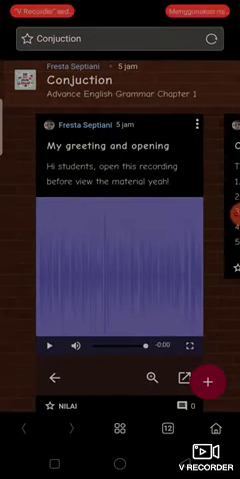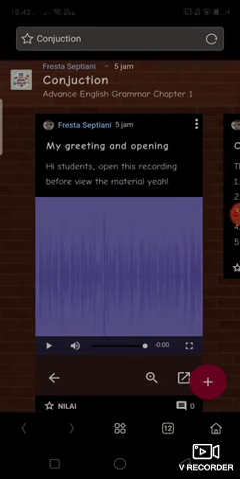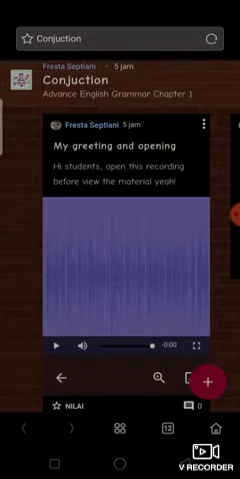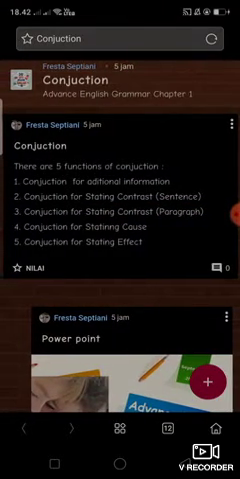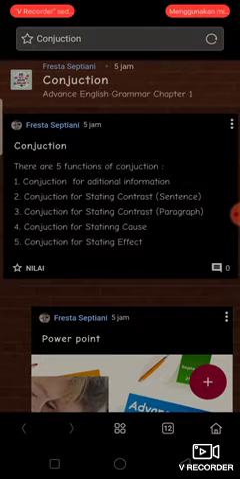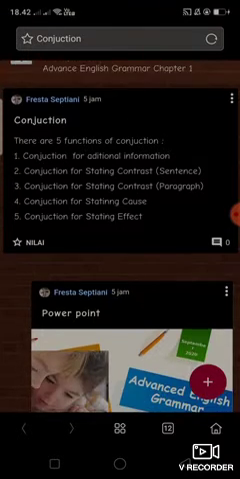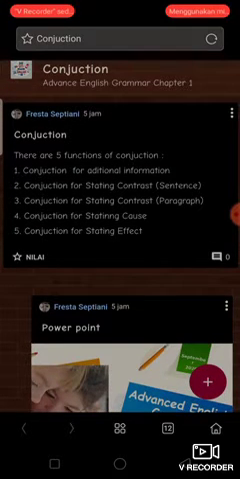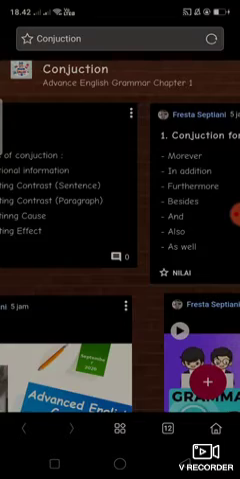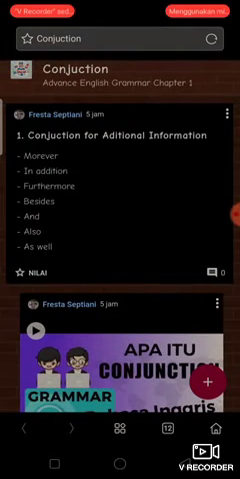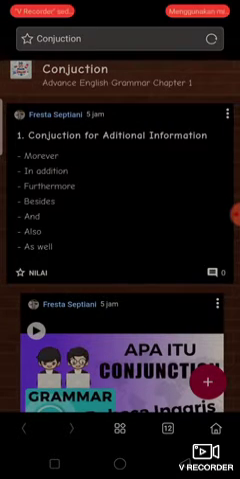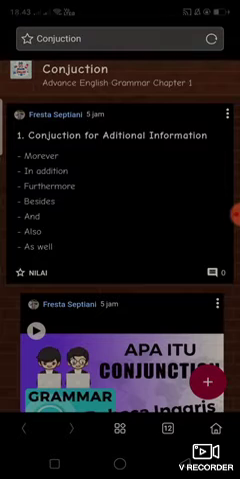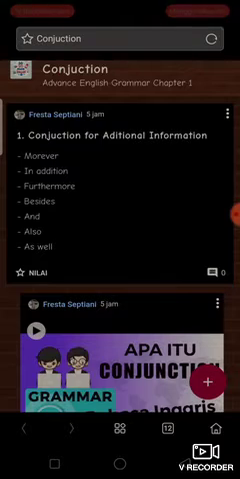Okay, so after the students hear this recording, the next step is that the students must read this and also understand conjunction. I have written 5 functions of conjunctions here, and all the points will be explained here. This is the first point: conjunction for additional information. There are moreover, in addition, furthermore, besides, and also, as well.